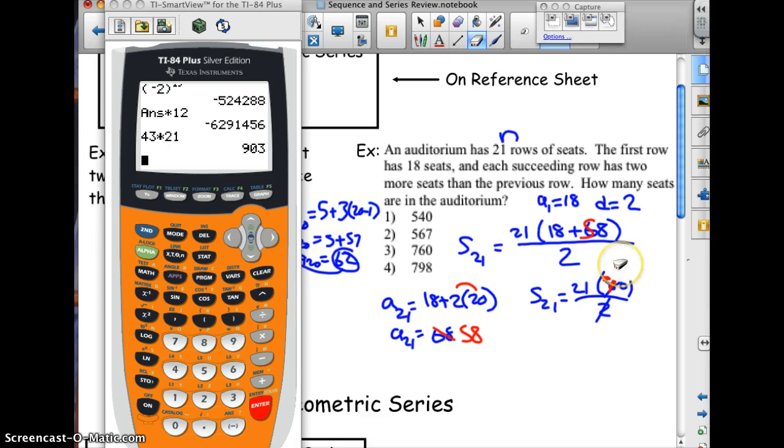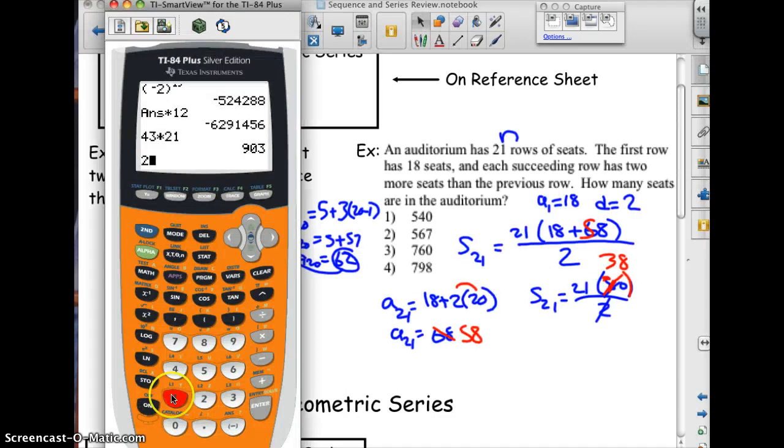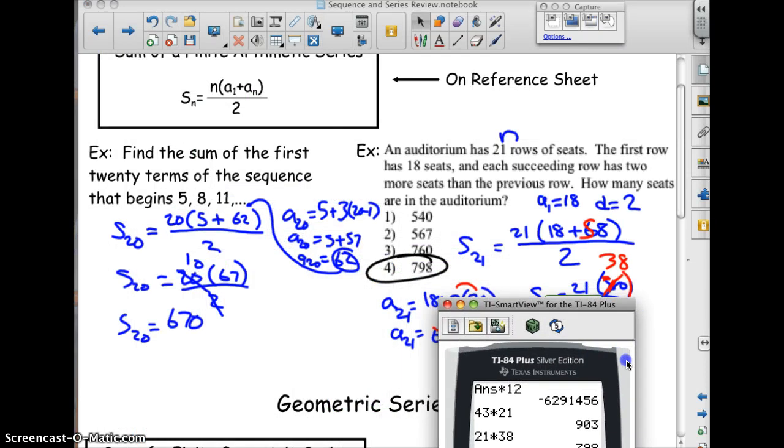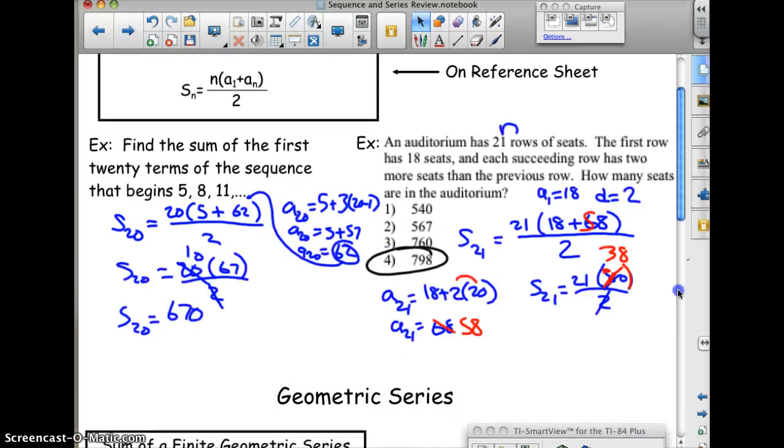And then when I do 76 and divide that by 2, 76 divided by 2 is 38. I need to do 21 times 38. And hopefully this answer will be there. And if it's not, I'll go back to the drawing board. 798. Okay, there we go. All right, good. Next, geometric series.